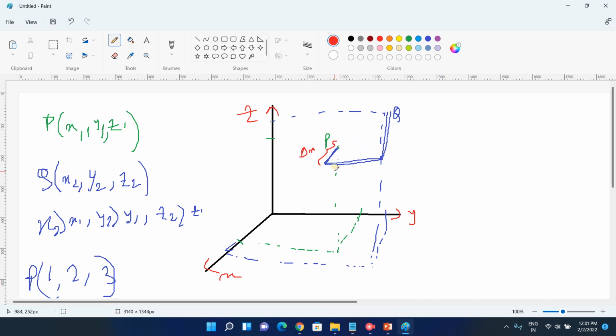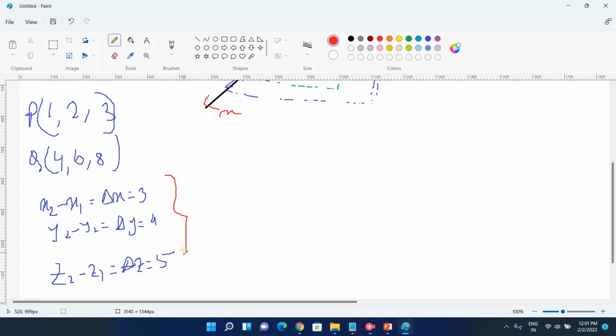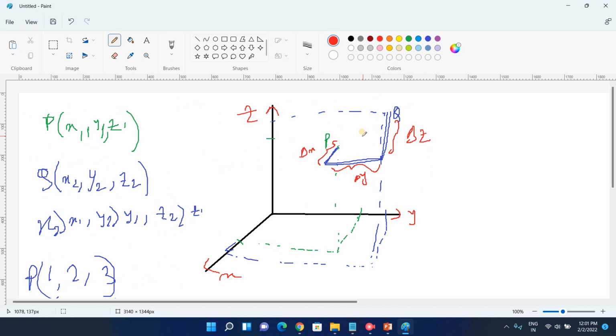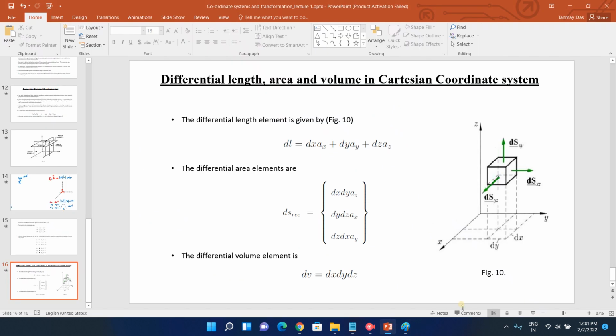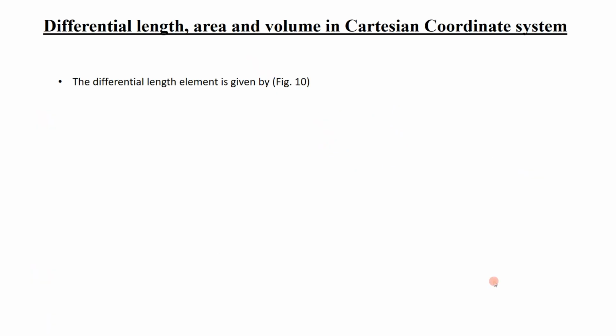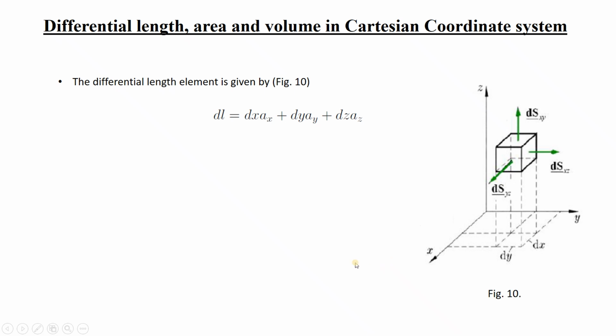So this length is delta x, this length is delta y, and this height is delta z. Adding all these three gives you the actual distance between P and Q across all the axes. This is called the differential length. Talking about the differential length, delta x, suppose we call it dx.